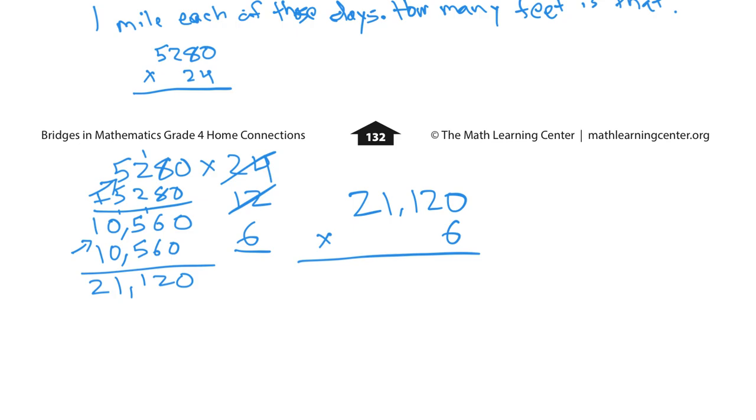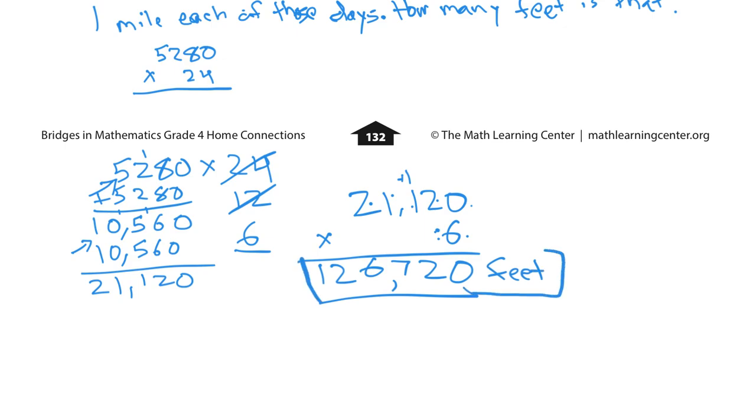So let's do it. 6 times 0 is 0. 6 times 2 is 12. Carry the 1. 6 times 1 is 6. Plus 1 is 7. 6 times 1 is 6. 6 times 2 is 12. So my answer is 126,720 feet. Woo! So that is a big number.